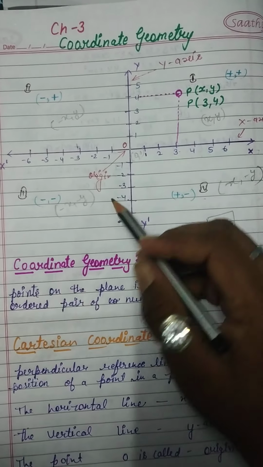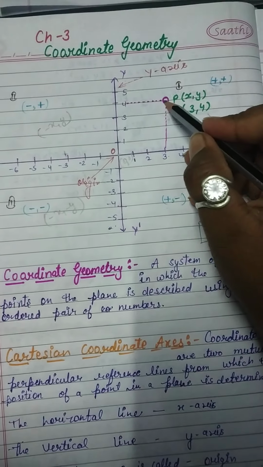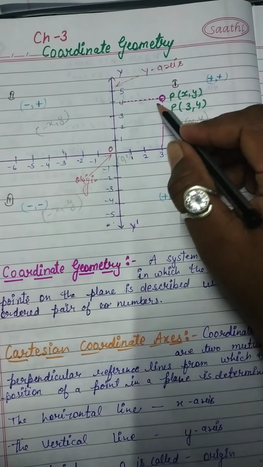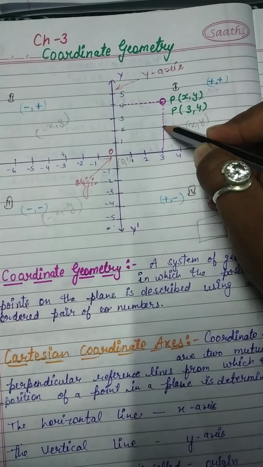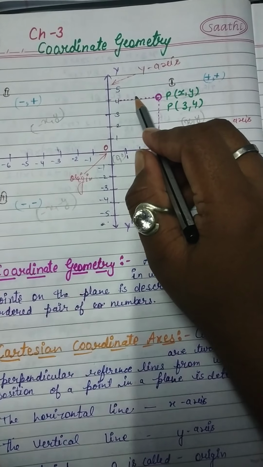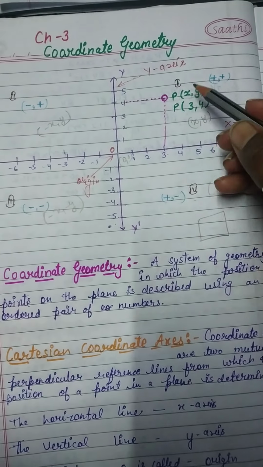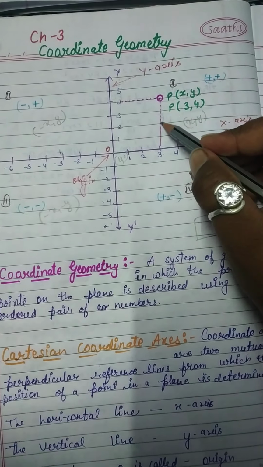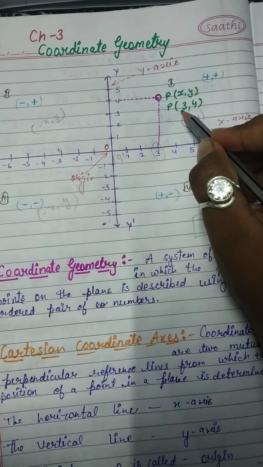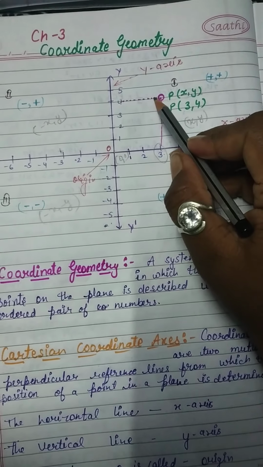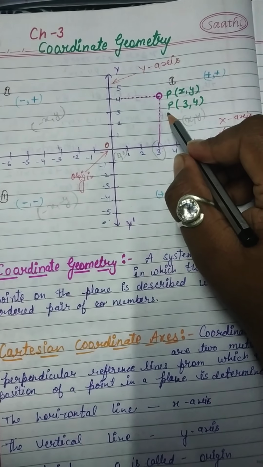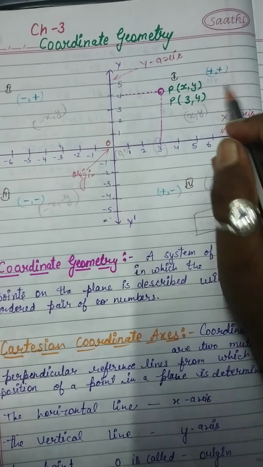Now this is a point P. What is the coordinate of point P? First of all, draw a perpendicular to the x-axis and a perpendicular to the y-axis. When we draw the perpendicular to the x-axis, we get 3. It means x is equal to 3, and similarly the coordinate of y is equal to 4. So the coordinate of P is (3, 4).